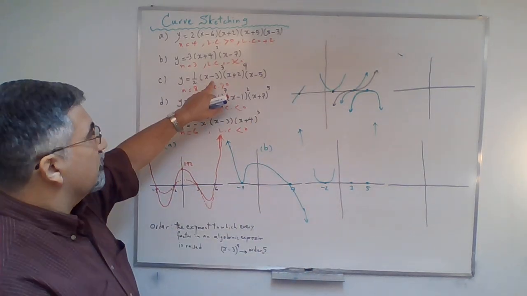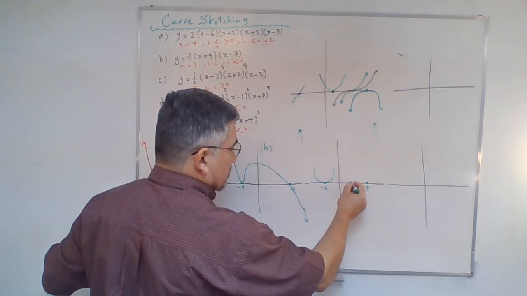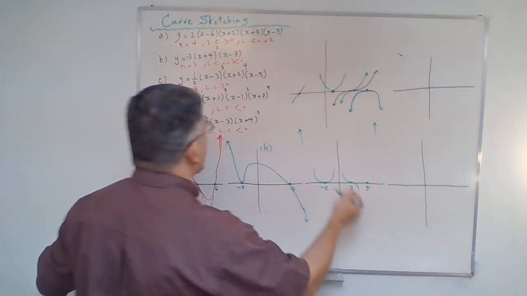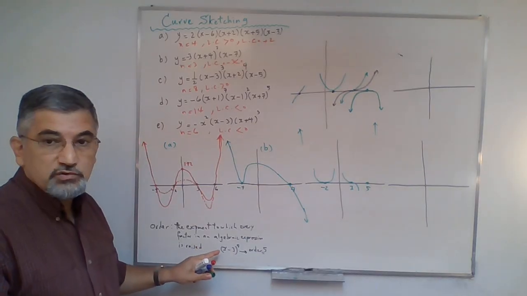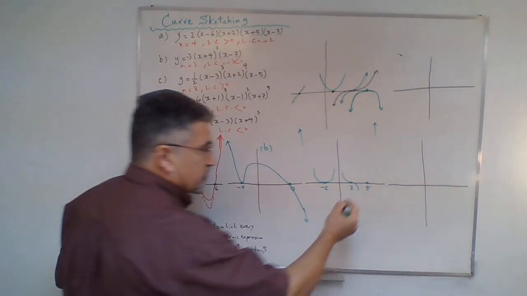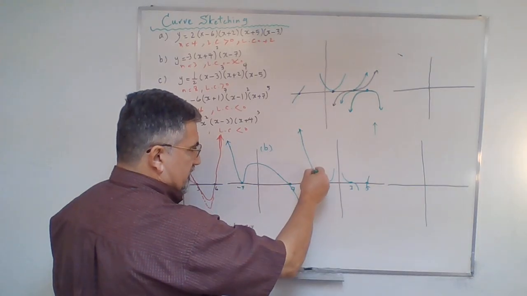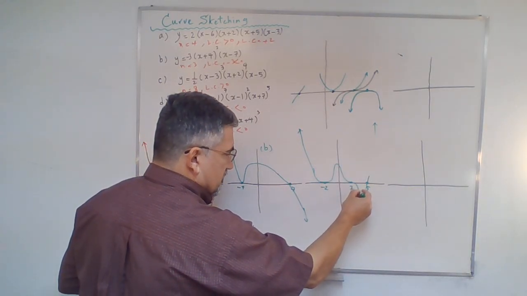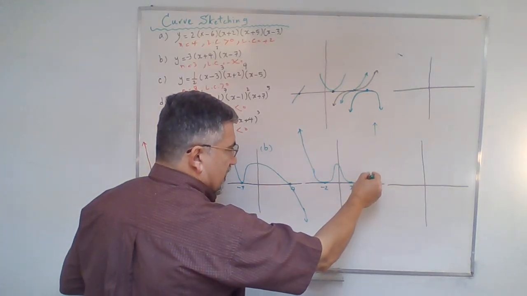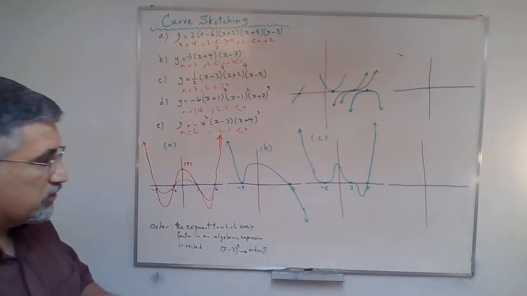At 3, we have an inflection point. So it's going to look like this, okay? And at 5, because x minus 5 has an order of 1, it's going to be a simple crossing happening there, okay? So the graph will look like this if I fill in the blanks, okay? It's going to go down and go up, and this is how the graph of function C will look.